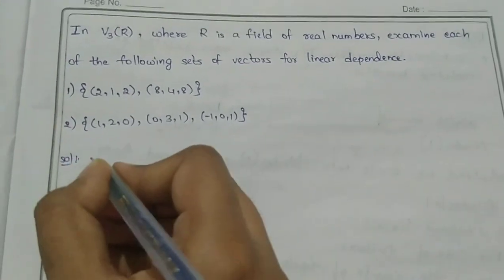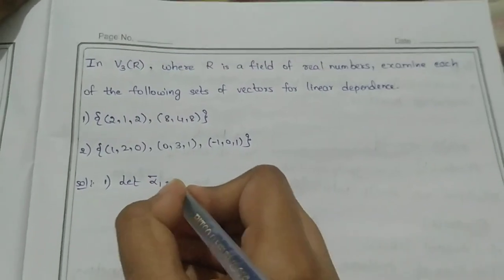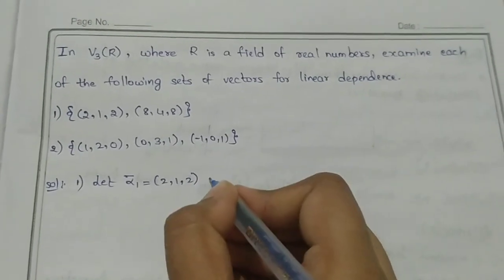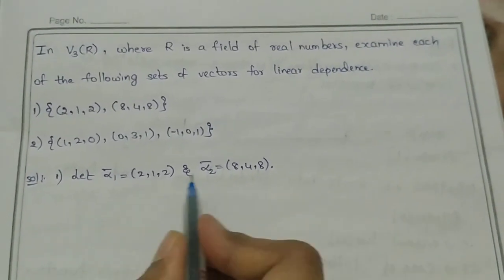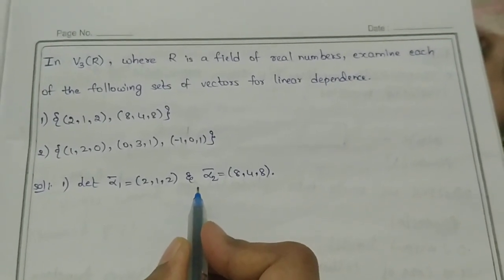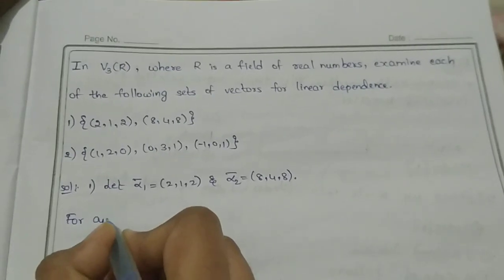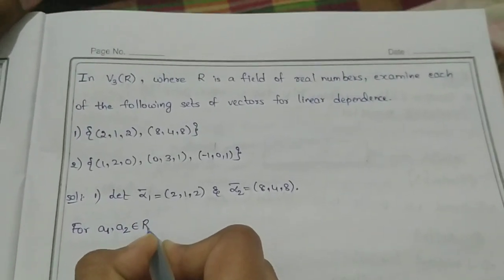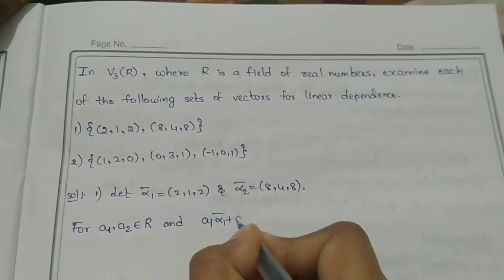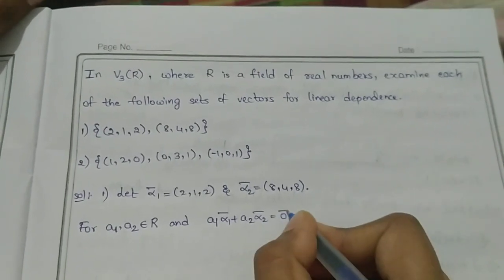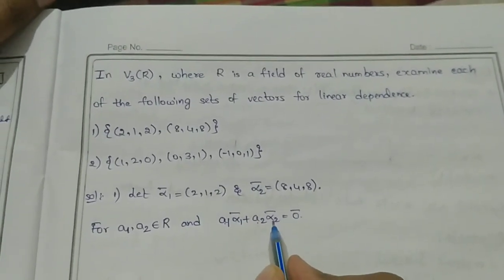So let us solve the first problem. They have given two vectors. Let us consider those vectors as alpha 1 bar as 2 comma 1 comma 2 and alpha 2 bar as 8, 4 and 8. To check whether these vectors are linearly dependent or independent, we have to consider a linear combination. For that we should have two scalars a1 comma a2 which belong to the field of real numbers, and the linear combination we can write as a1 alpha 1 bar plus a2 alpha 2 bar equals the 0 vector, where a1 comma a2 are scalars belonging to the field of real numbers, and alpha 1 bar, alpha 2 bar are vectors.